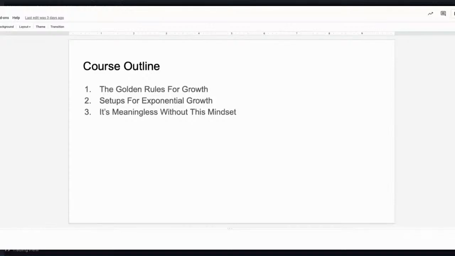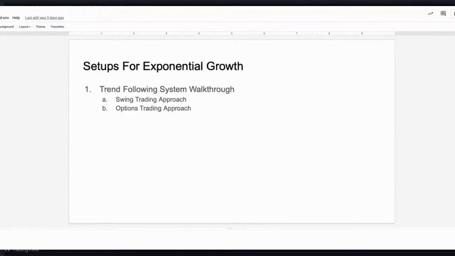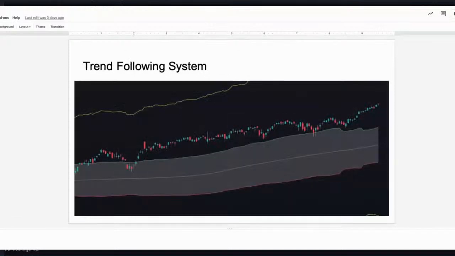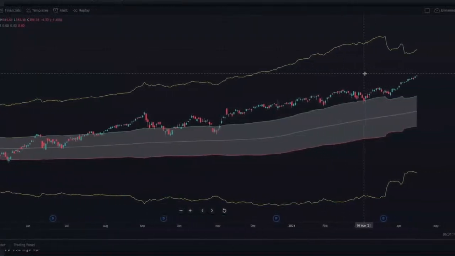Now we're going into video number 2, which is setups for exponential growth. What is the step-by-step system that we use here in the software world to profit? All right, so going into it, we're going to talk about our trend following system walkthrough. We're going to talk about it for swing trading, for options trading, and then I don't know why it's not there, but we're going to go through it for investing. All right, so let's cover that right now. I'm going to jump into TradingView and we're going to get into it right here.